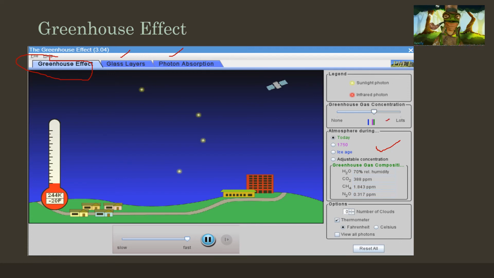This is going to be another activity in which you could actually adjust on yourself the levels of greenhouse gas just to look at variables. And down here is going to be some other options. So we can look at cloud cover with this option too if we want to, and also change Fahrenheit to Celsius depending on what you want to measure.